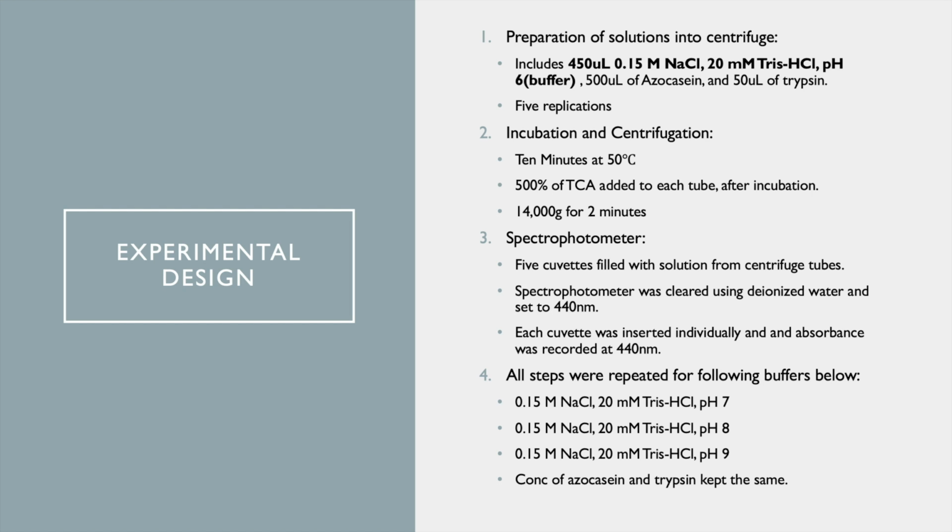After this whole procedure was done, it was done 3 more times for buffers at pH 7, pH 8, and pH 9. The only thing that changed in the procedure that was done again was the buffers. The azocasein was kept the same at 500 microliters, and the enzyme trypsin was kept the same at 50 microliters.